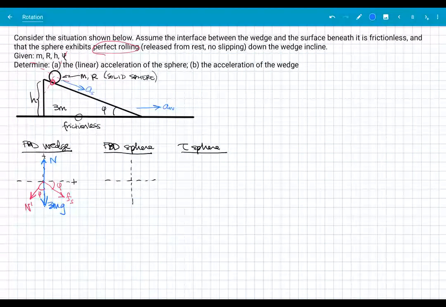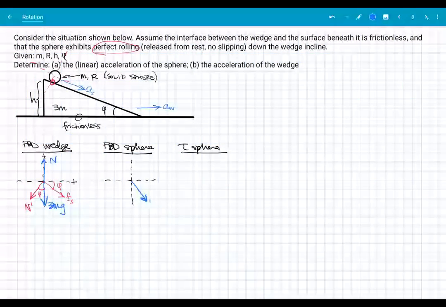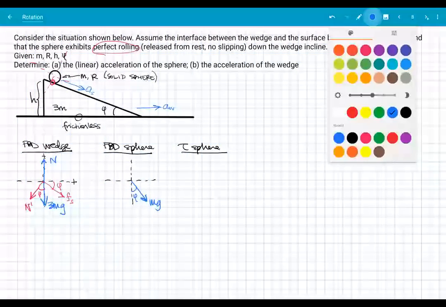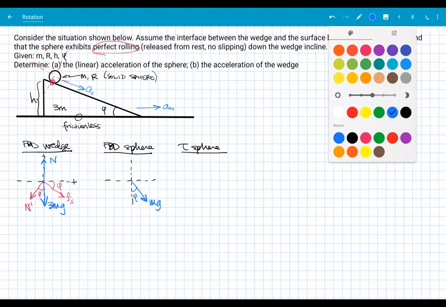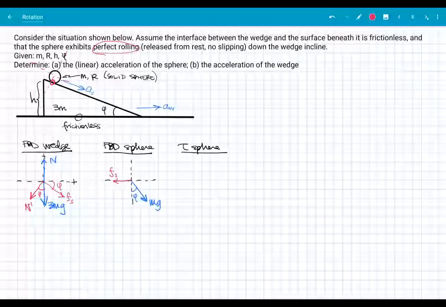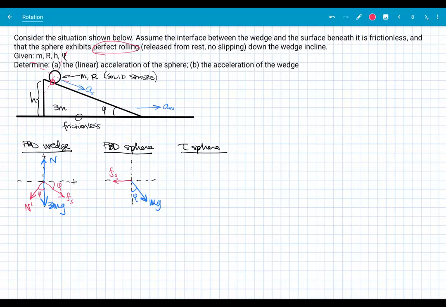So yeah, here I'm rotating my coordinate system. I've got the weight of the sphere, and then the other forces are going to be third law pair to that, N prime and f sub s. So I'm going to do those in pink, just to align with what those two were. So my f sub s on the sphere is going to be to the left, and the normal force, again, this is a rotated coordinate system.